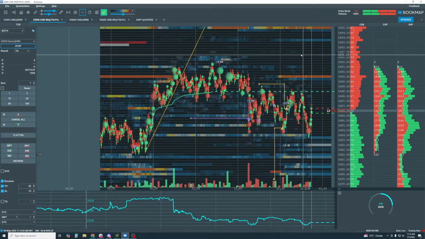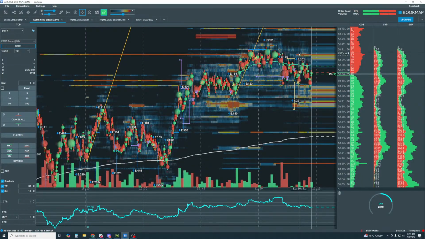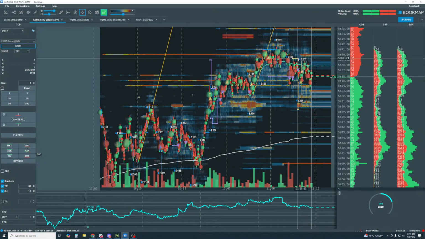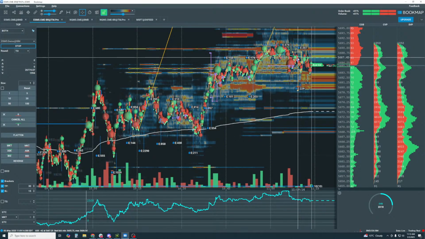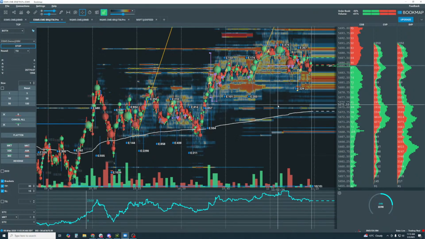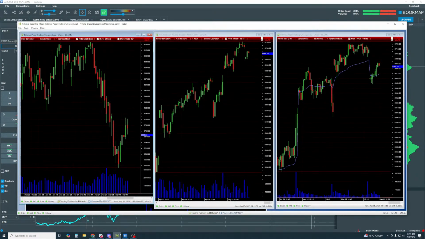How do I decide my bias? This is a great question, Zed. Sure. So I don't really use VWAP. I'm not much of a VWAP trader. What I like to do personally is look at who's in control on the different time frames, and it's very simple. It's to start at a higher time frame.